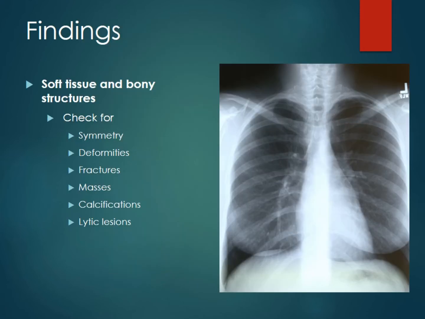Then we need to look for the findings. Now, whenever we look for the findings on an X-ray, we start with the soft tissues and the bony structures. So we need to scan the entire bones, whether any fracture is there or not, whether the two lung fields which we can see on both the sides are in symmetry or not, and whether there are any masses or calcifications or any lytic lesions.